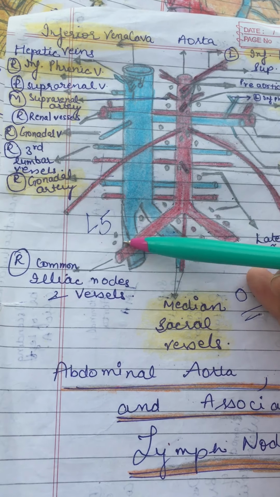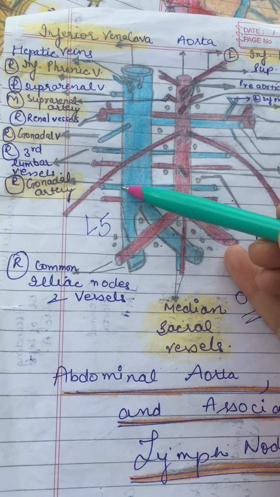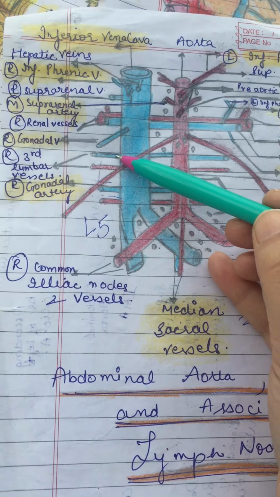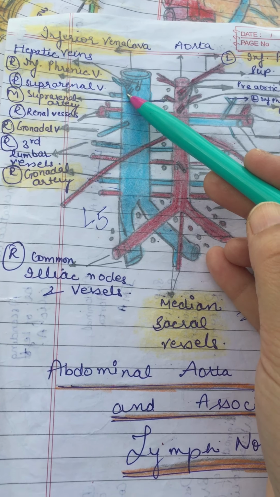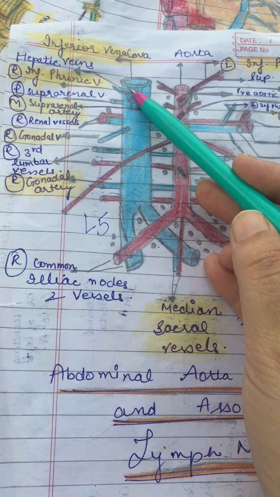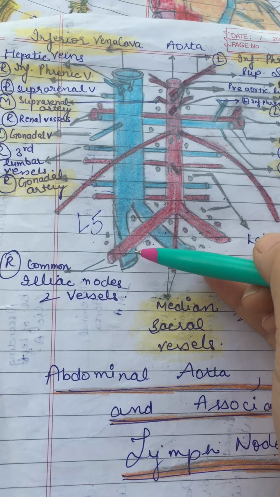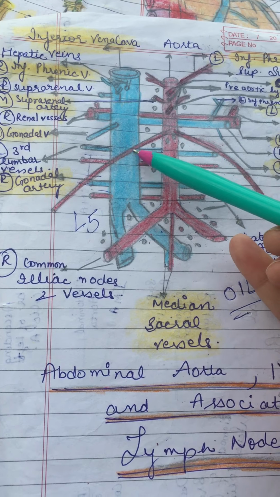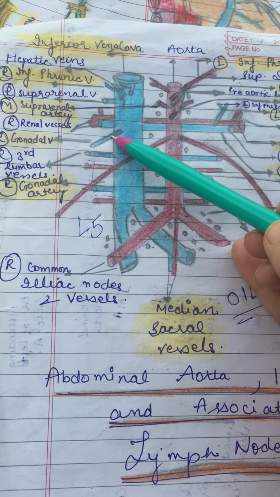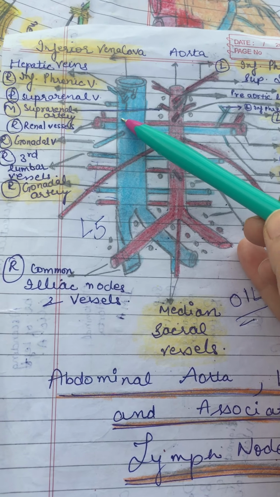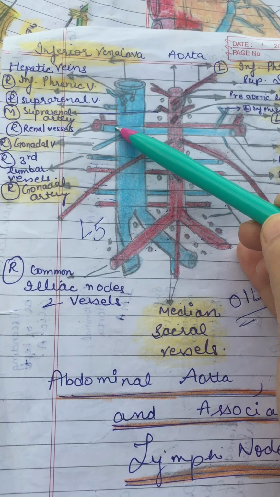Let's summarize. These are the common iliac veins. Then we have third and fourth lumbar veins. Then we have gonadal veins. Then we have suprarenal veins. Then we have hepatic veins. One more thing that is important here is the testicular and ovarian, right one. Testicular and ovarian, they open into the inferior vena cava just below the entrance of the renal veins, right?